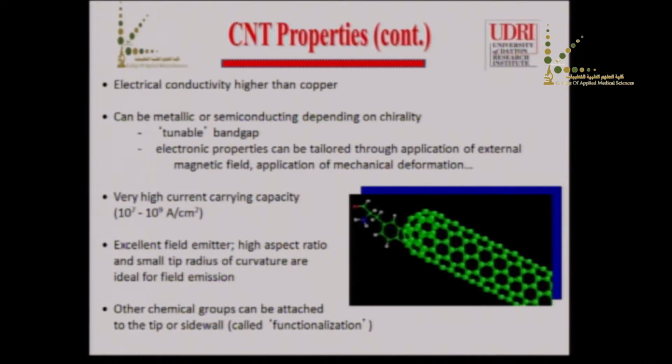The carbon nanotube has electronic properties. Dr. Oliver mentioned this in his presentation. And we also have the magnetic field. Dr. Oliver also mentioned mechanical deformation. Also, other chemical groups can be attached to the carbon nanotube. That means we can dope or coat the carbon with different materials.